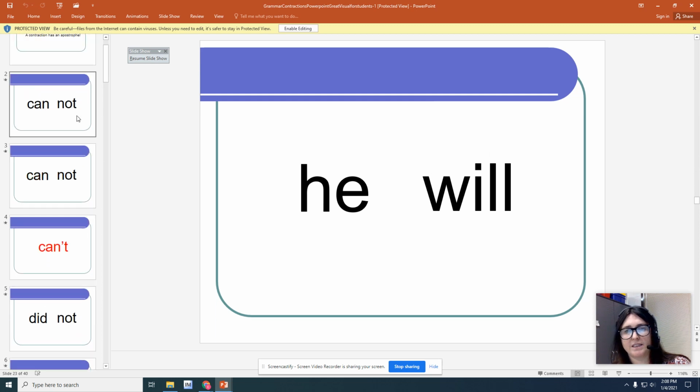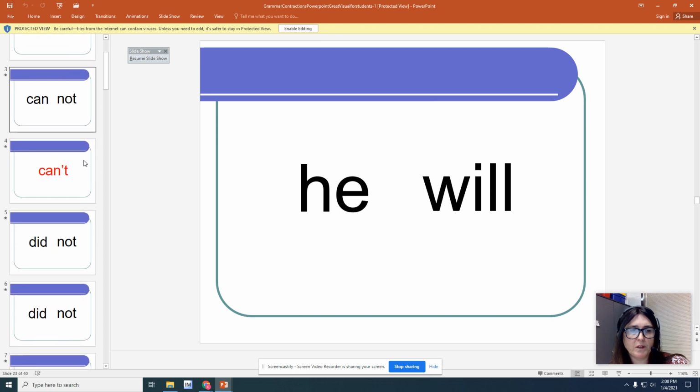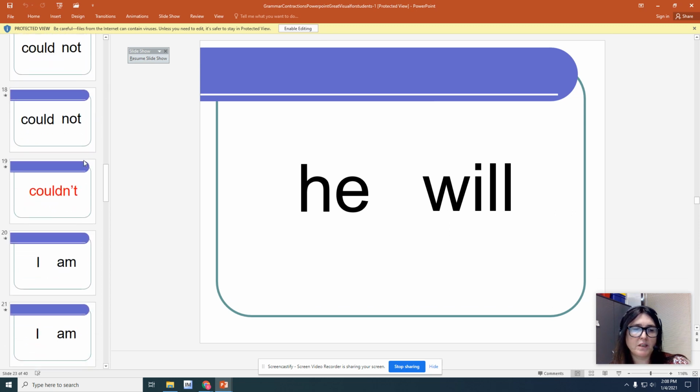Okay, these are the two words he will. What would the contracted version be? So once again, remember, a contraction is a shortened form of two words that are put together, and you're going to put in an apostrophe to make it into a smaller word. He will. Okay, the next one.